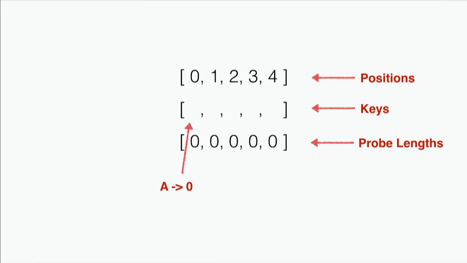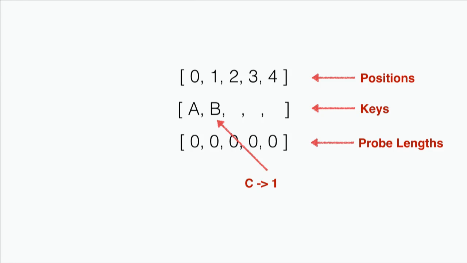So the first thing I'm going to insert into the table is A. I hash A, and the position I get for the table is 0. I look it up, and there's nothing there. Sweet. We'll put A right there. Next thing, hash B. B, luckily enough, got position 1. Nothing there. Let's put B right there.